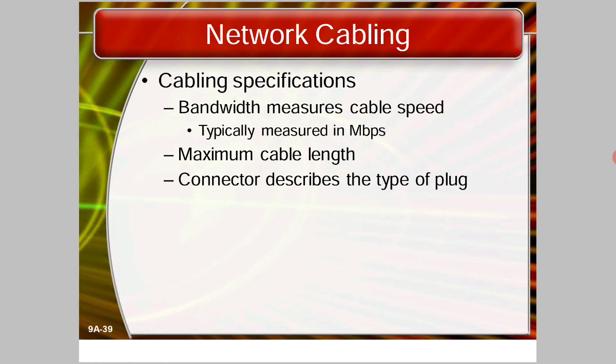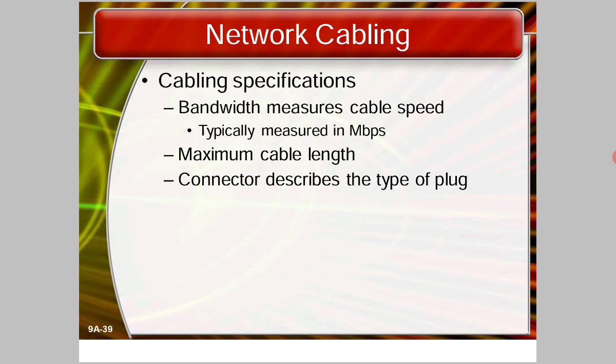So network cabling. What are the different types of wires used in network cabling? Cabling specifications. Different cables are used for different network speeds. Bandwidth. Generally the speed of a network is measured with bandwidth. Bandwidth measures a cable's speed, typically measured in Mbps. We know 10 Mbps, 100 Mbps, like that. Maximum cable length and connector describe the type of plug. There are different types of connectors used for plugging networks, and we can use maximum cable length for wiring of the cables.